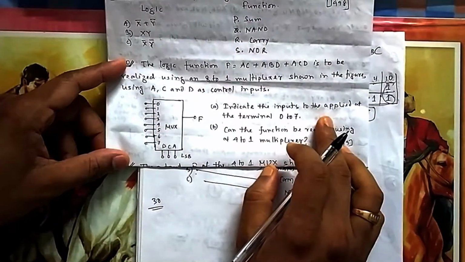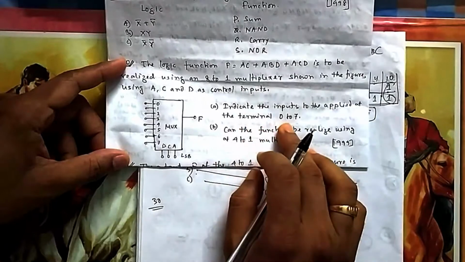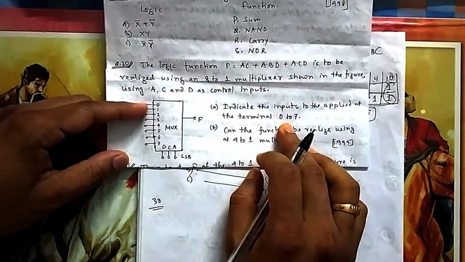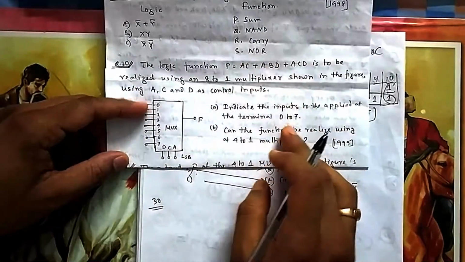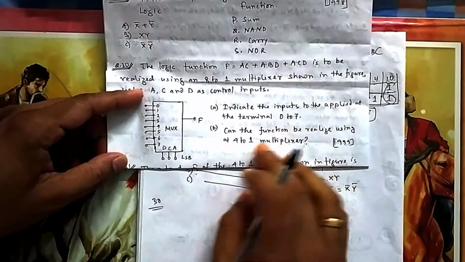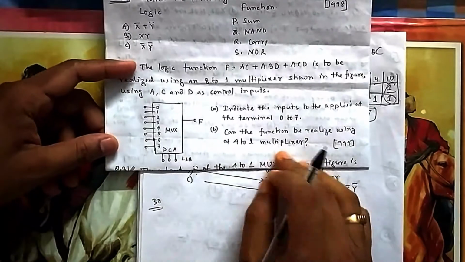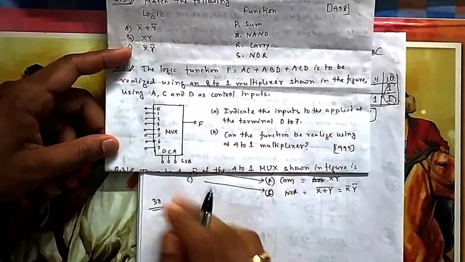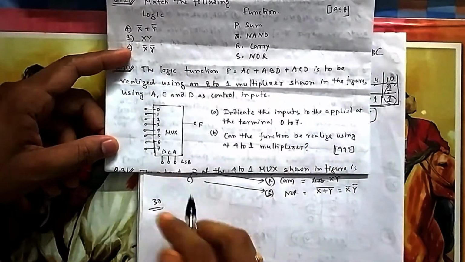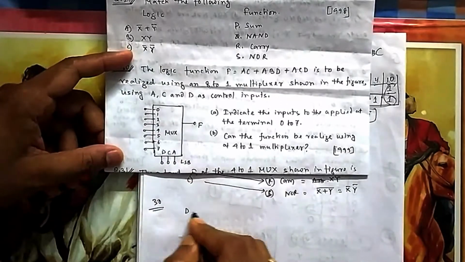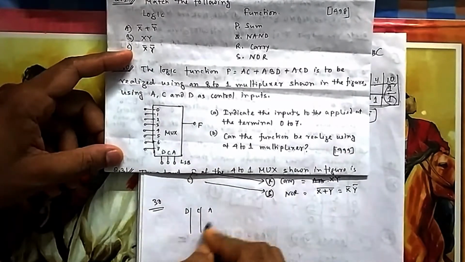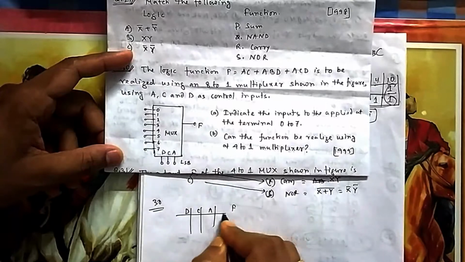Indicate the inputs to be applied at the terminals 0 to 7. What should be your input in these lines for getting this type of output? Can the function be realized using a 4 to 1 multiplexer? Okay. So if I try with this one, what are the control inputs? This is LSB. So you start with D, C, A, and this is your function output.